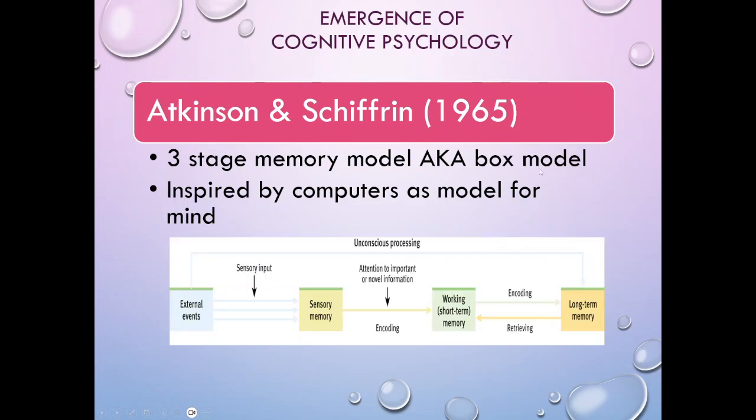But here's the basic idea. You can see why they called it a box model because you have external events over here on the left, and then you have the sensory memory in the first box, the working or short-term memory in the middle box, and then long-term memory in the right-hand box.